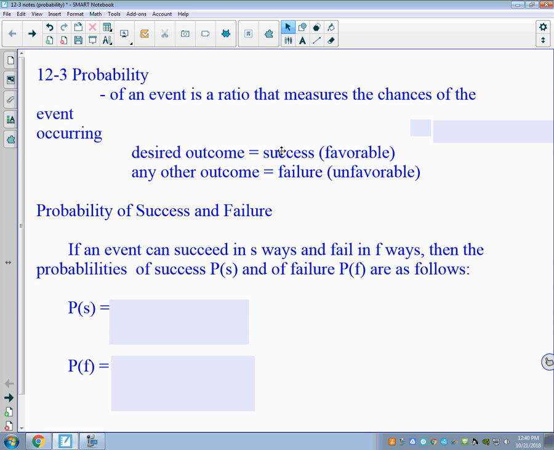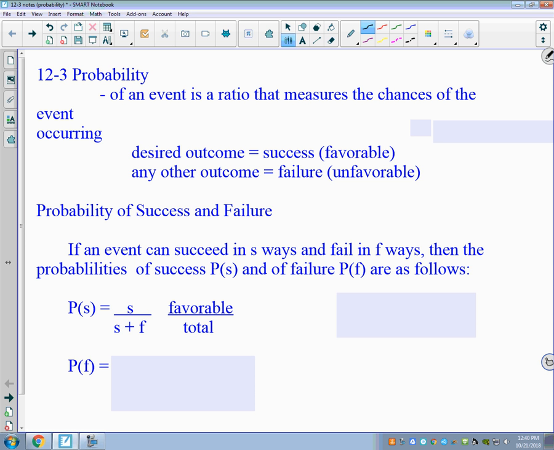So I'm going to give you these formulas. Think about this. It says, if an event can succeed in S ways and fail in F ways, then the probability of success and failure are as follows. So the probability of success is how many ways it can happen over the total number of ways. Your book defines it as S over S plus F, or favorable over total.